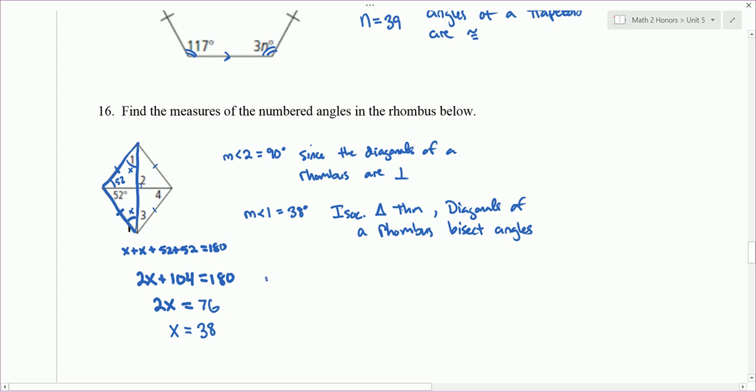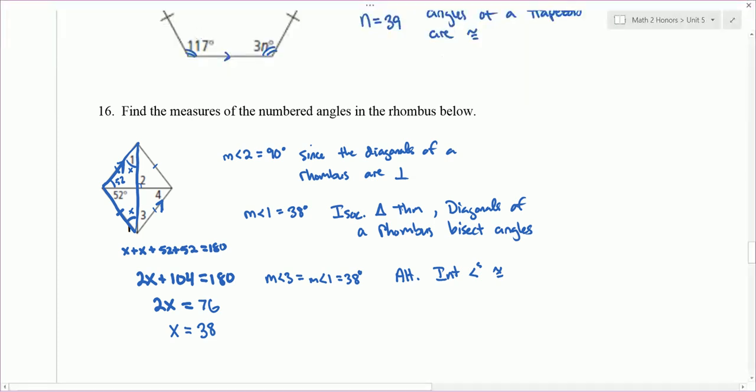Then we can say that the measure of angle 3 is equal to the measure of angle 1, which is 38, because they're alternate interior angles with parallel segments. This side is parallel to this side, giving us alternate interior angles are congruent. And now we just need angle 4.